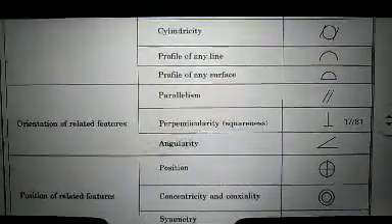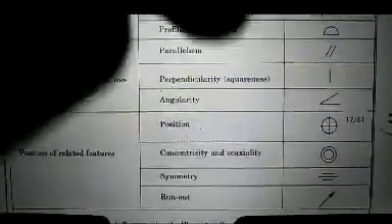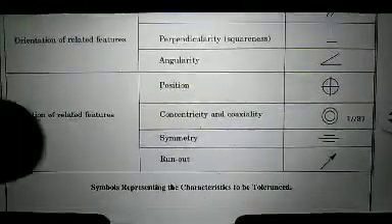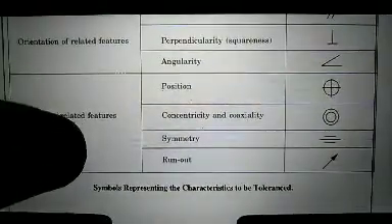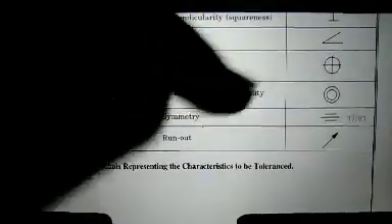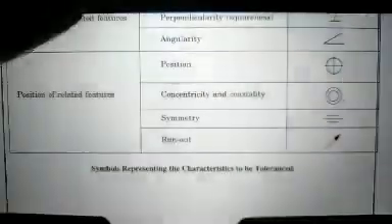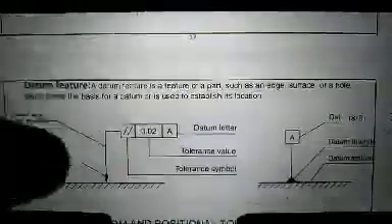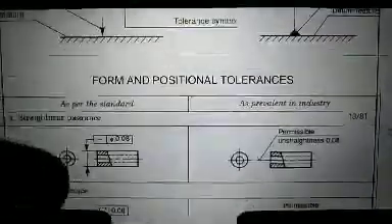Parallelism is shown by parallel lines, inclined parallel lines. Perpendicularity is shown like this. Angularity is shown by the angle, and the position is shown by the circle having intersecting lines. Concentricity is shown by the circle and the inner circle. Symmetry is shown like this. Runout is shown like this.